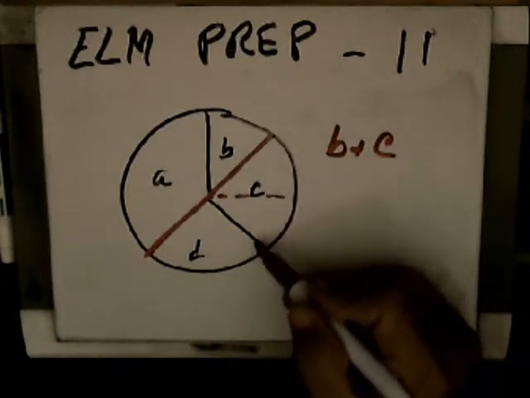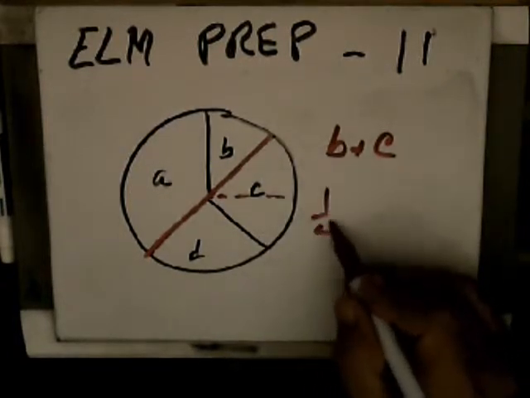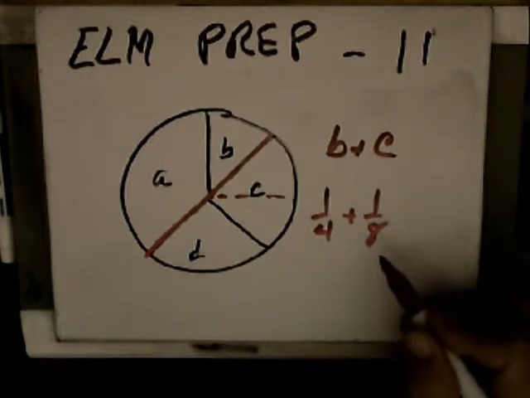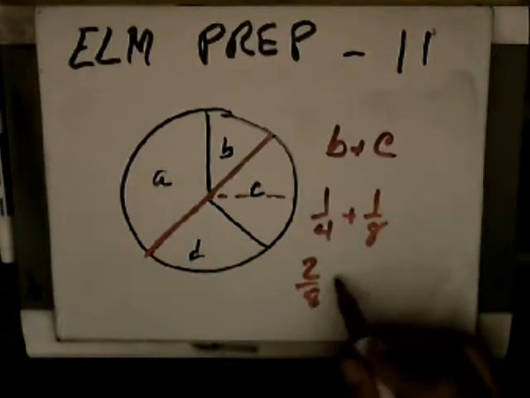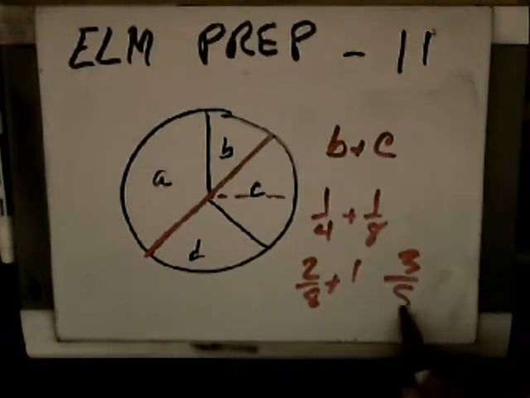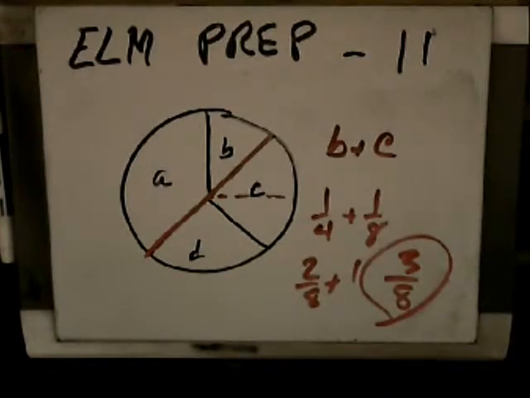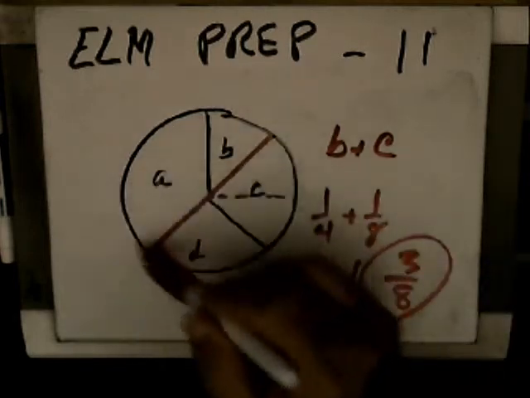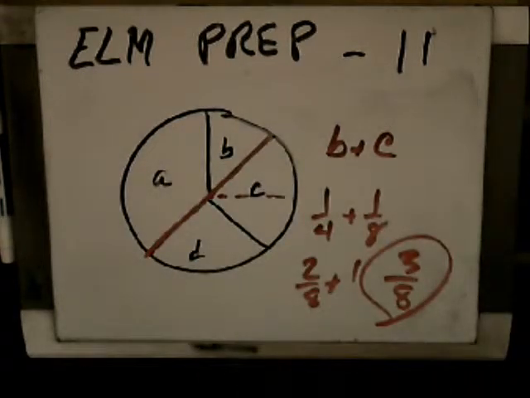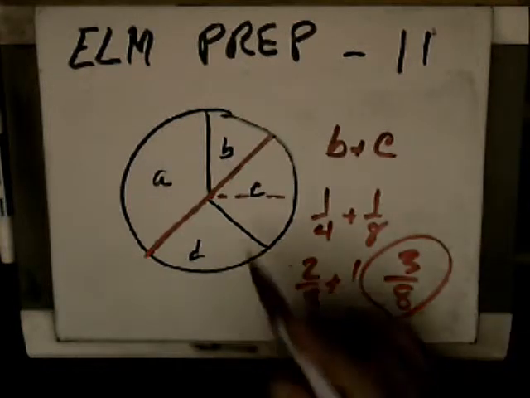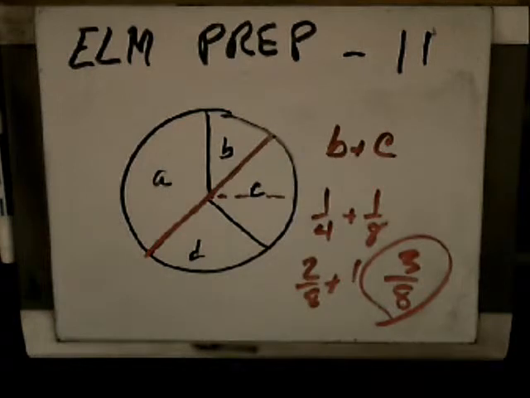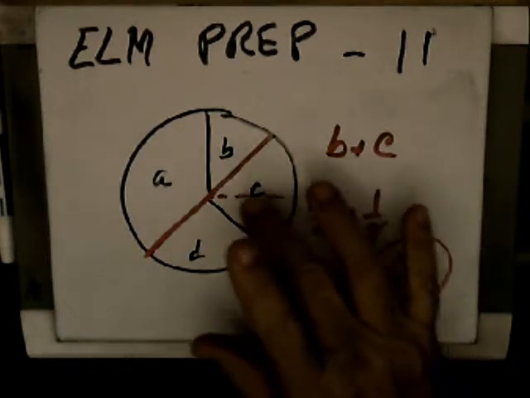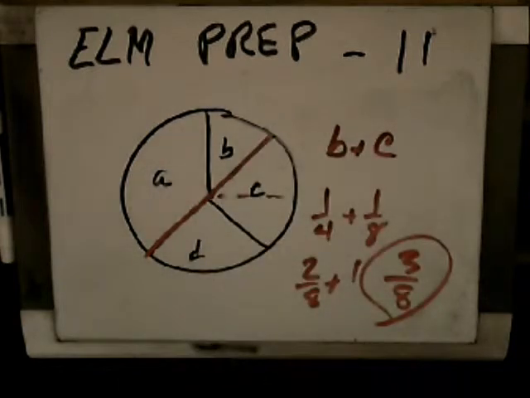So this is 1/4. This is maybe 1/8. 1/4 plus 1/8 would be 2/8 plus 1/8, or 3/8. And then we could convert that to a decimal. So B plus C would be 3/8 of the whole as an approximate number. Now we're just guessing because they haven't given us any values. So this is a guesswork problem. You want to take your best guess based on the sizes relative to each other.